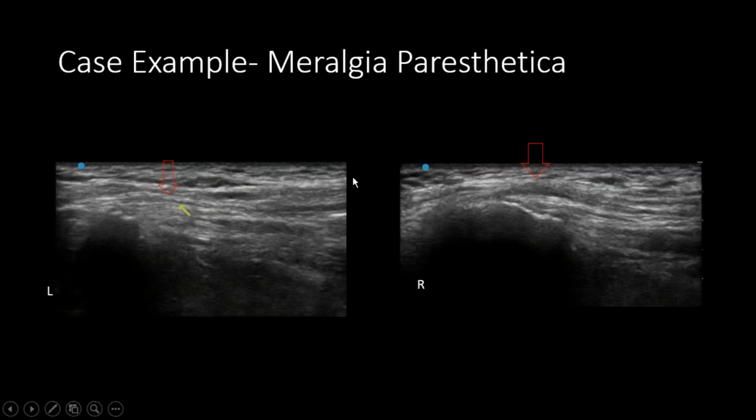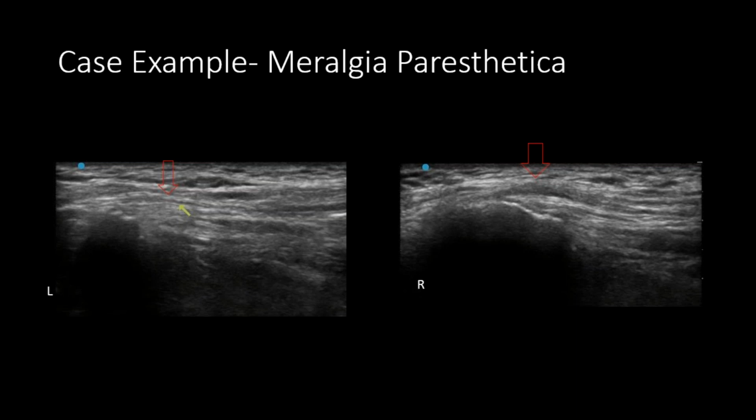Now, this is an example of meralgia paresthetica. We reviewed the scanning technique, and here you can see the normal side where you can see the thin hypoechoic band. Of course, there are tight fascial bands, so you see the nerve as a very thin, relatively hypoechoic band with hyperechoic borders. And on the involved, affected side, you can see diffuse swelling and enlargement of the lateral femoral cutaneous nerve in this region.